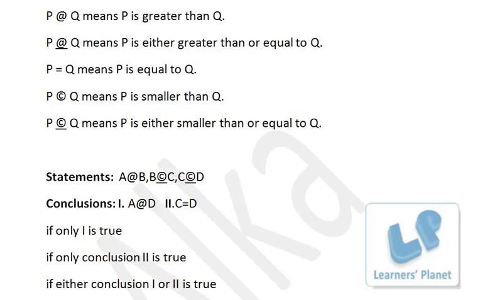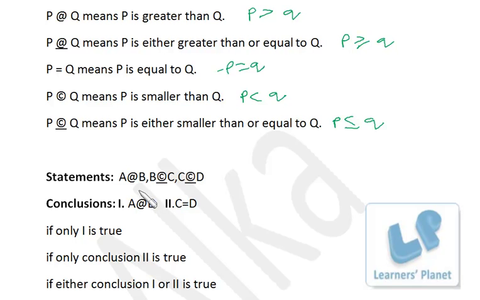Now, P is greater than Q. Just a moment. So it is P is greater than Q. P is either greater than or equal to Q. P is equal to Q. P is smaller than Q. P is either smaller than or equal to Q.